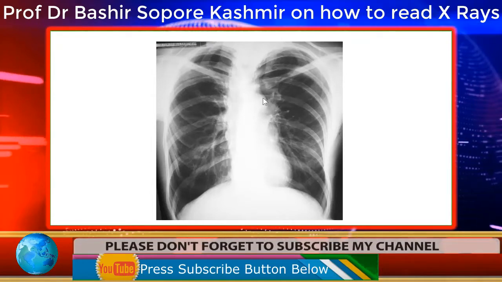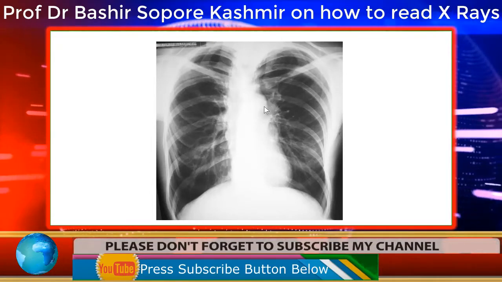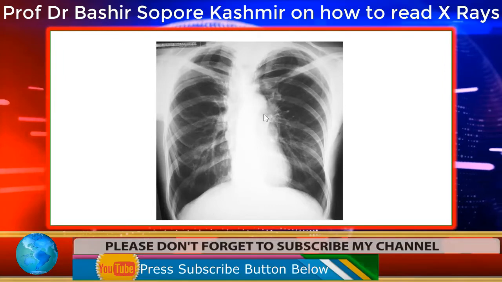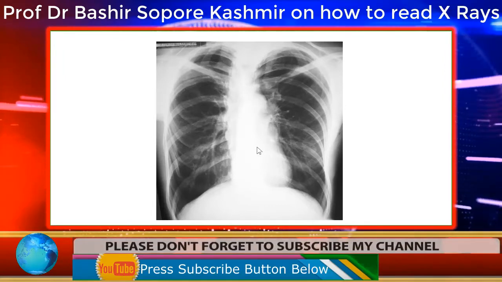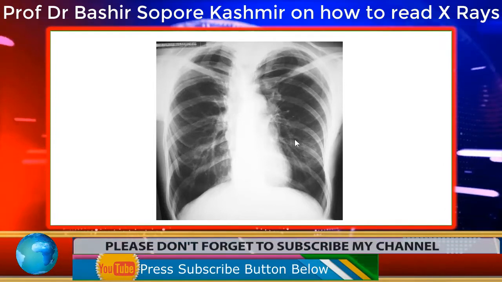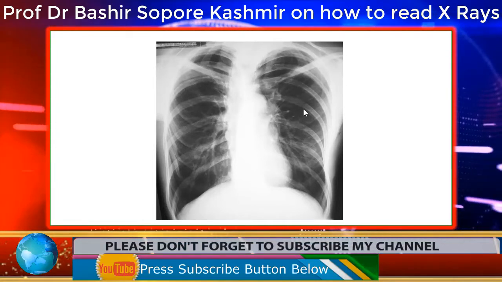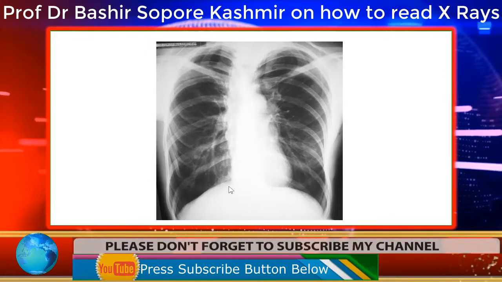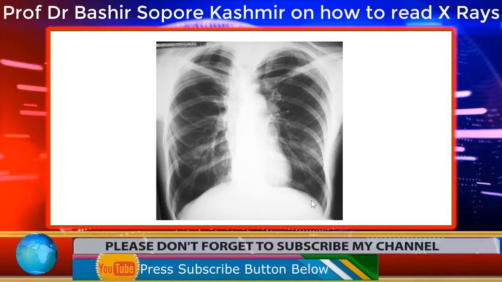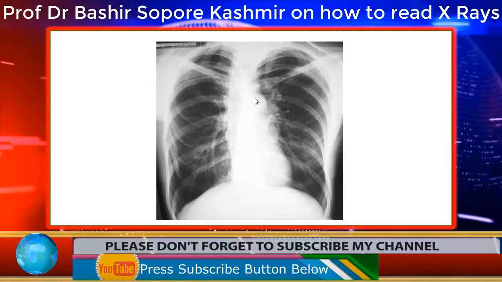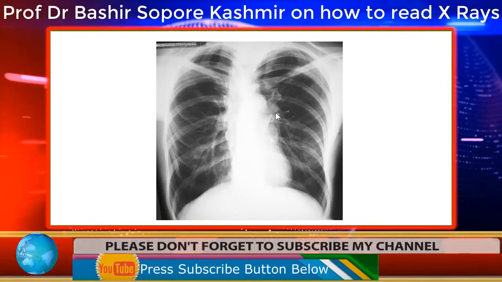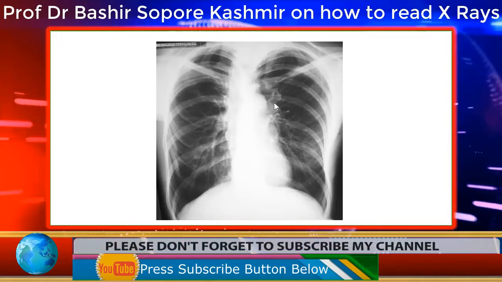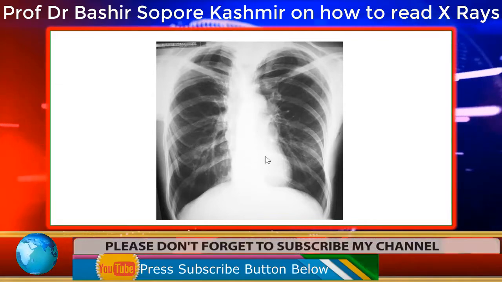Or you may find that the heart is seen as a tubular shape, or it is narrowed. And this can happen when there is emphysema. Why I say that: you see here, the lungs are hyperinflated. There is widening of the intercostal spaces and there is flattening of the diaphragm. So this is a radiograph of emphysema, right? And in emphysema you will find a tubular heart.